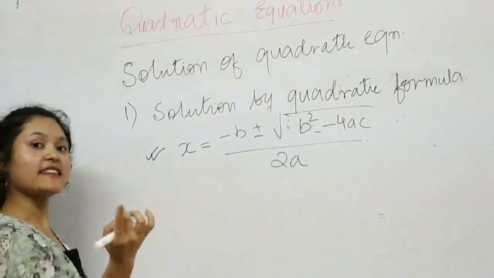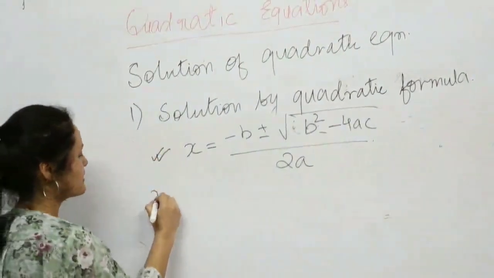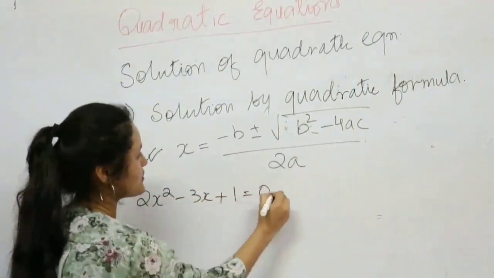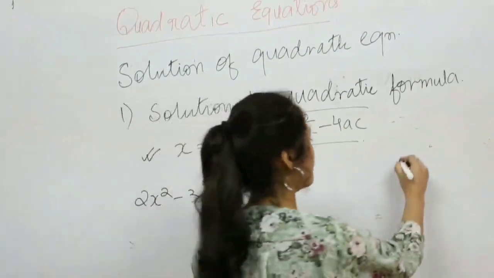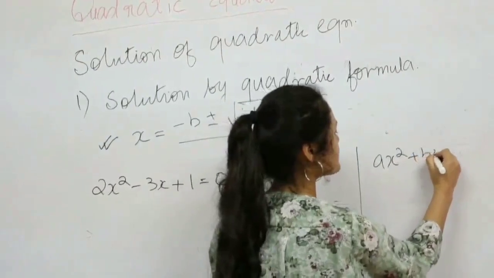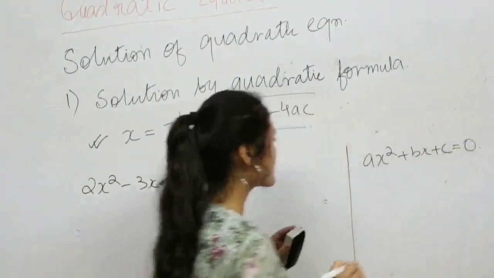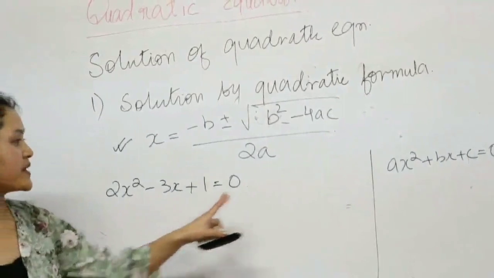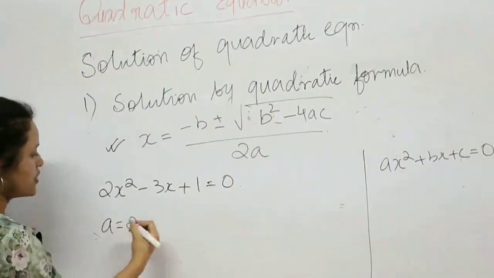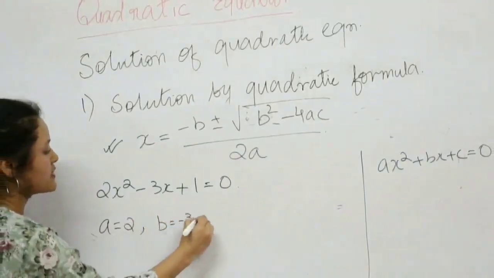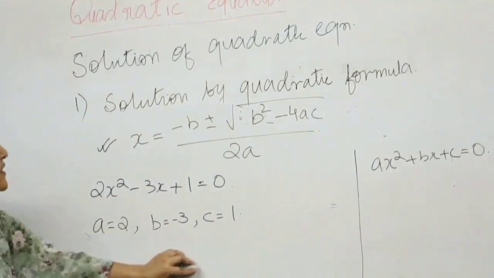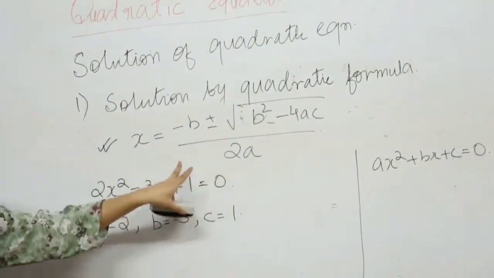So, I'll be solving again the same example that I did: 2x squared minus 3x plus 1 equal to 0. We know that the general form of a quadratic equation is ax squared plus bx plus c is equal to 0, right? So, just compare this equation and that equation. Your a here is 2, your b is minus 3, and c is 1. These values, you just substitute in this formula and you will get the roots.